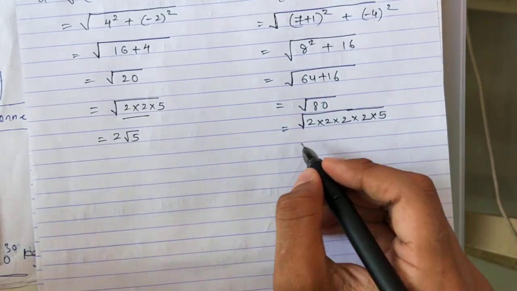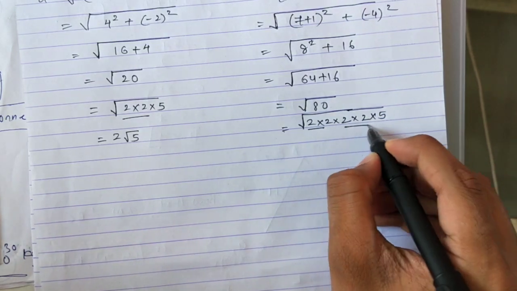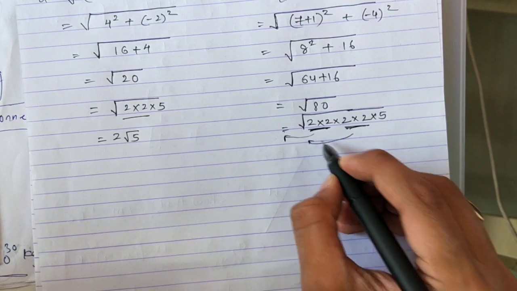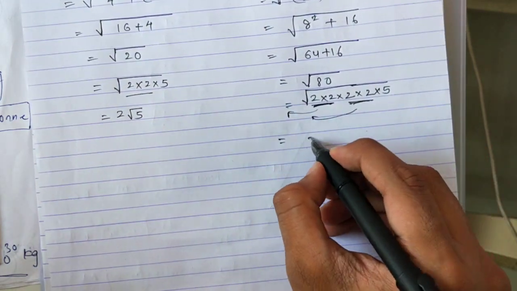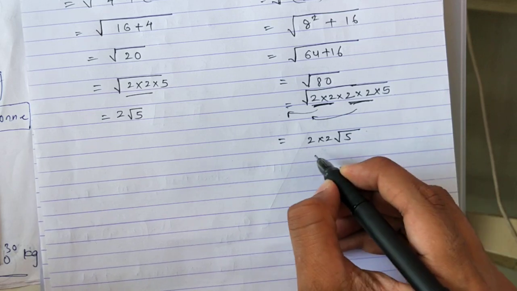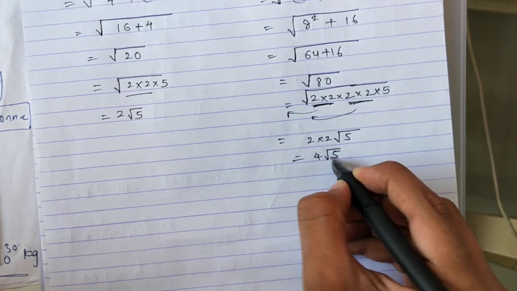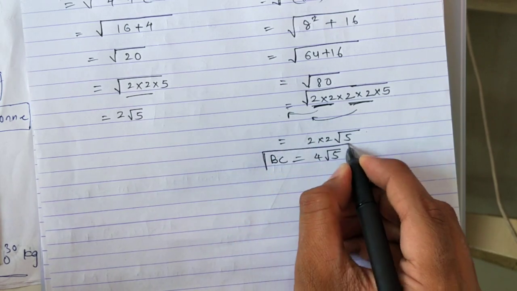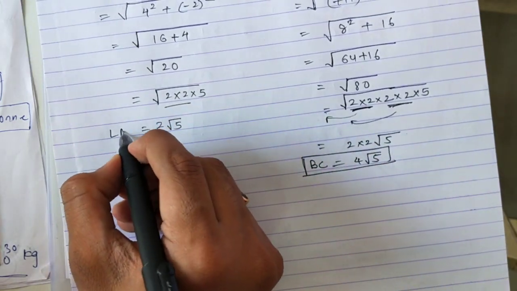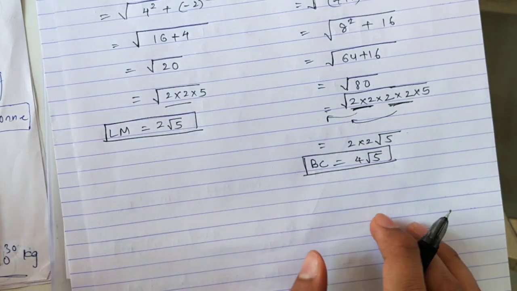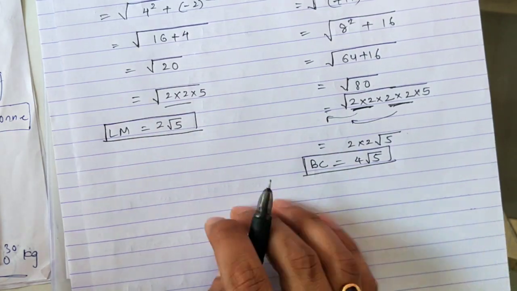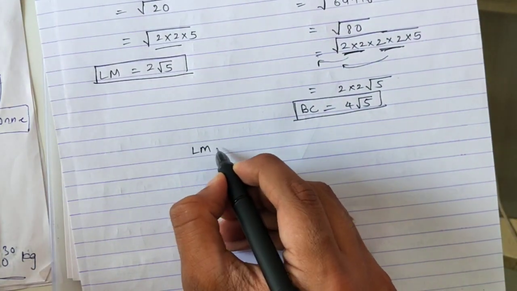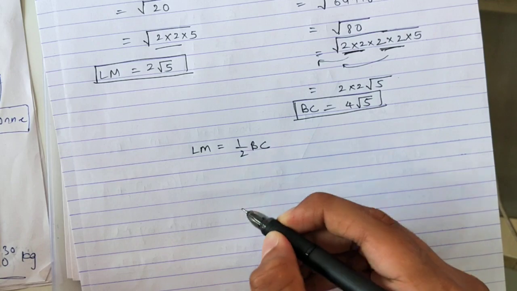Root 80, if I simplify it, I get it like this. So here I have a pair of 2 and here again a pair of 2. So 1 2 will come out and here another 2 will come out. So it will be 2 into 2 into root 5. That is 4 root 5. Okay, so I got the distance of BC as 4 root 5 and I got the distance of LM as 2 root 5. Now we have to prove that LM is half of BC. So let's prove LM is half of BC.